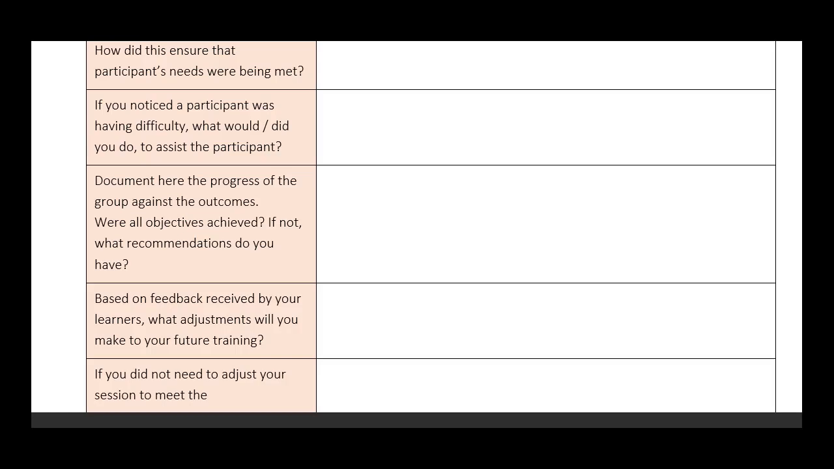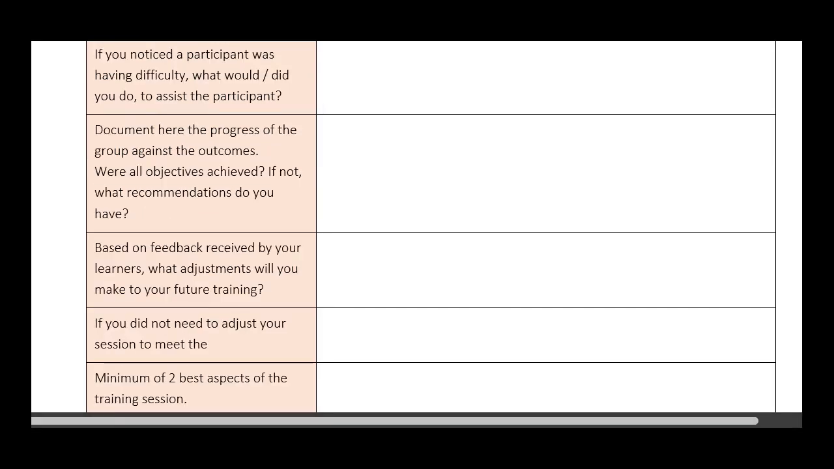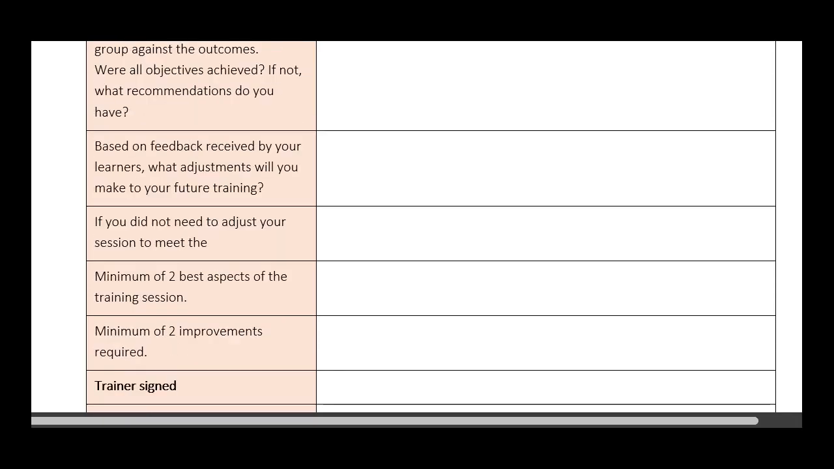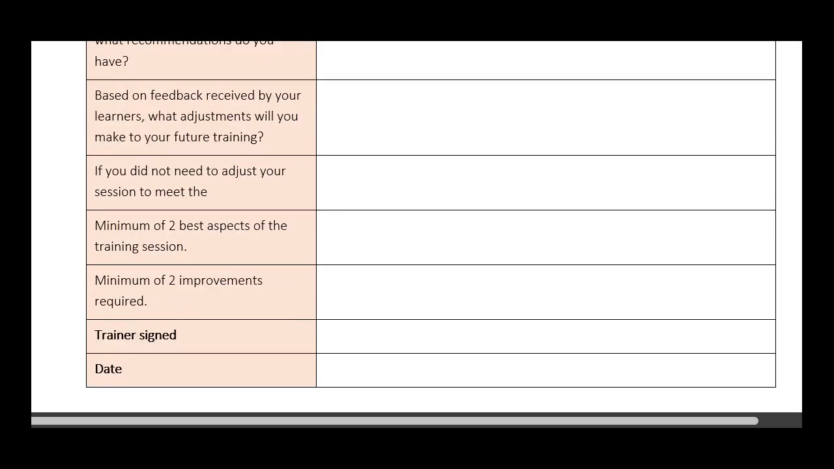Based on feedback received from your learners, what adjustments will you make to your future training? And if you don't need to adjust your session to meet the requirements, then tell us about some of the good things that you felt actually justified the fact that you didn't need to adjust your session. Minimum of the 2 best aspects of your training session in your view, and the 2 areas for improvement. Trainer sign and date.